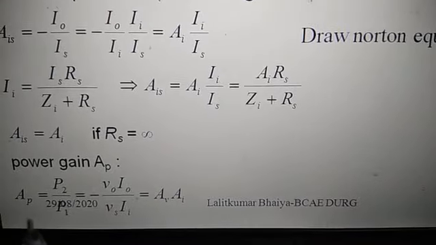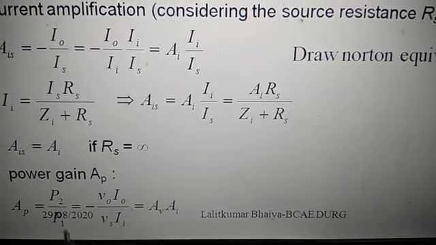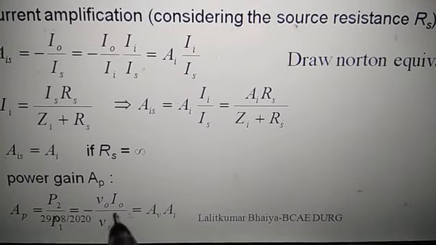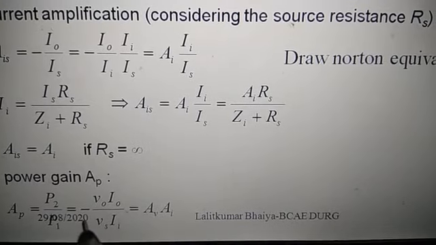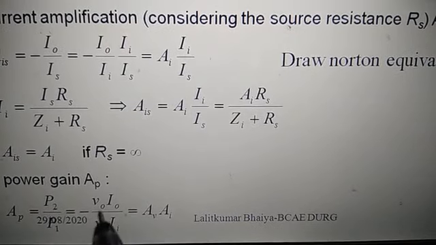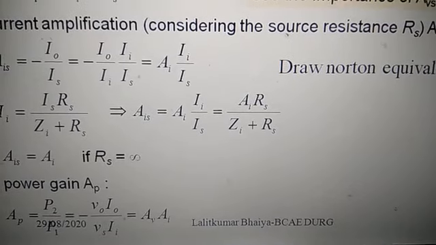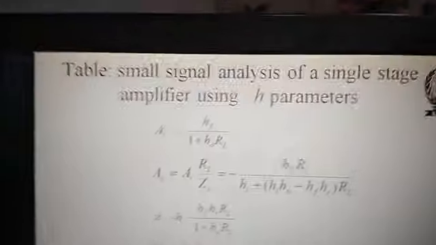And finally, the power gain. Power gain is P2 upon P1, output power upon input power. Output power is V0 into I0, and input power is Vs into Ii, with this minus sign. So we get AV into AI as the power gain. So these are the parameter analysis.